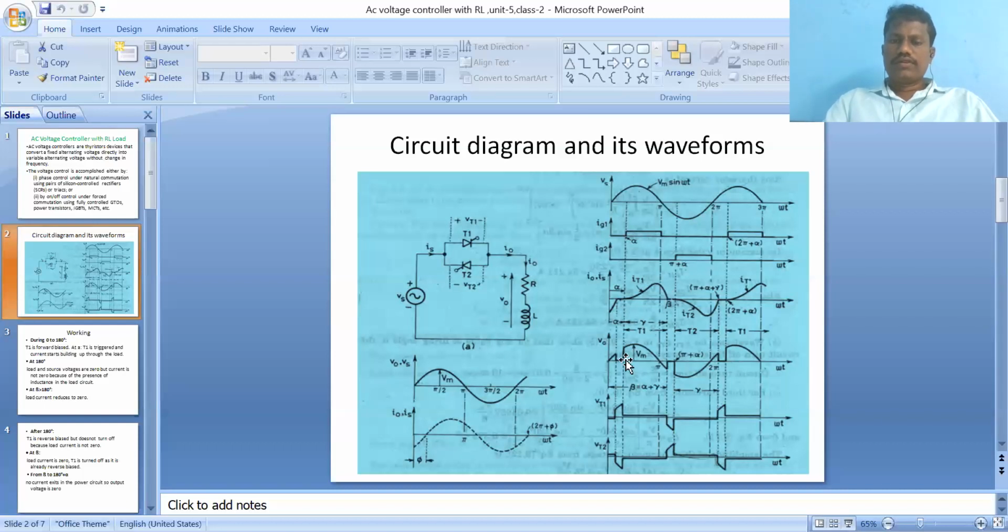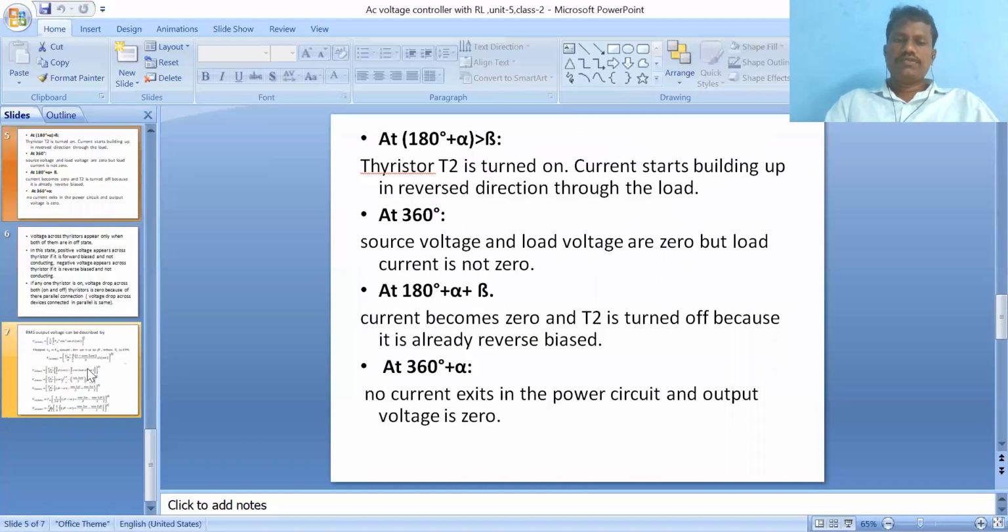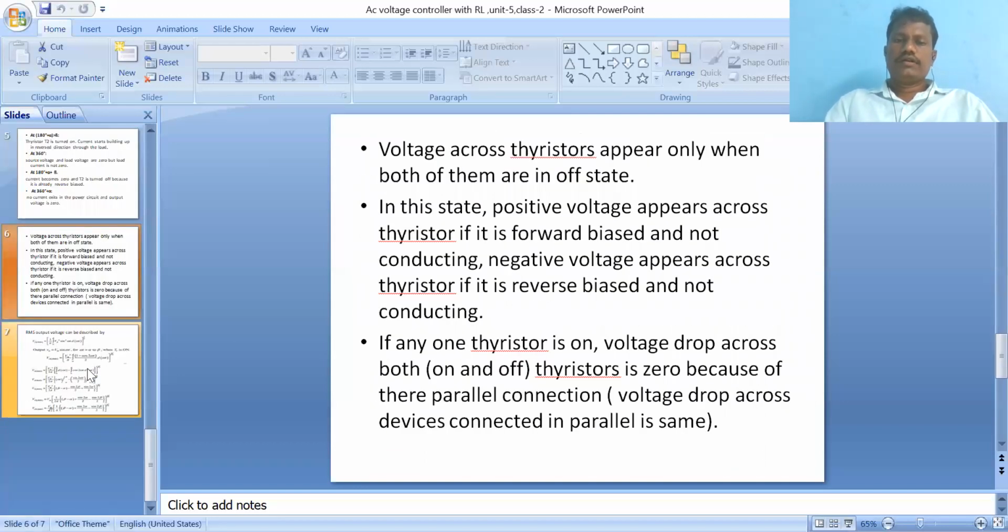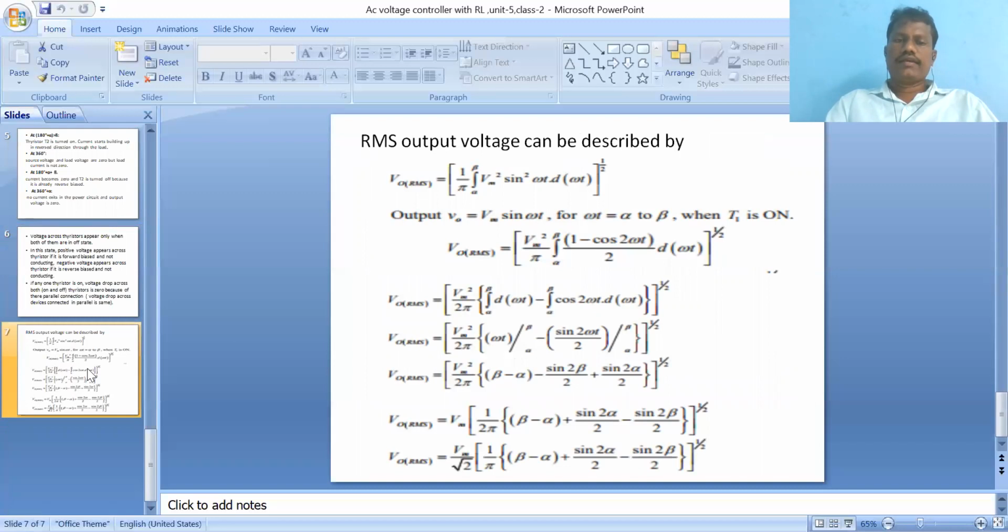So what is the output voltage? The output voltage runs from alpha to pi plus alpha. In this case, the conduction angle is taken from alpha to pi plus alpha, only for RL load. For R load it is alpha to pi only; for RL load it is alpha to pi plus alpha. Using these limits, we calculate the RMS voltage and RMS output current, everything.